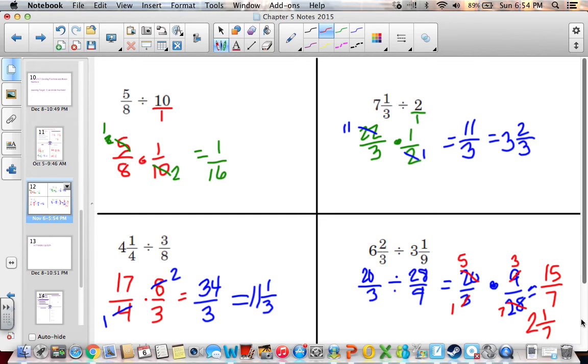So 2 1/7. We will go over this cross-canceling more in class. We'll also go over more problems that have mixed numbers. But make sure you remember, you always convert to improper fractions, keep the first fraction, change to multiplication, flip your second fraction. Go back and rewatch any problems if you would like.